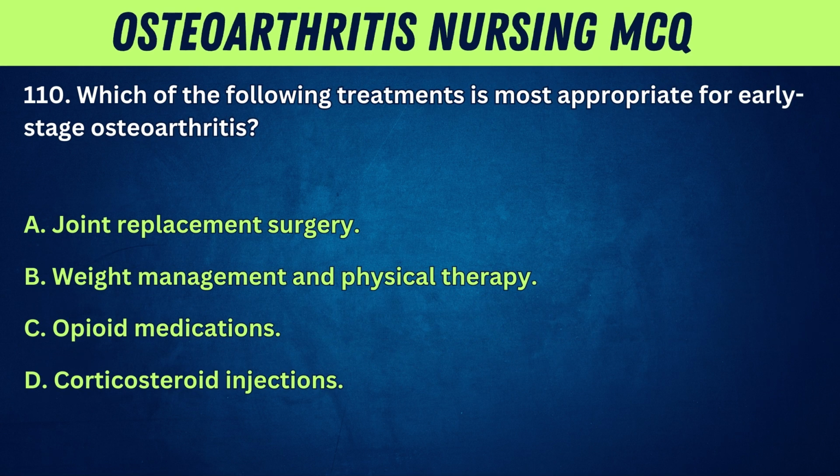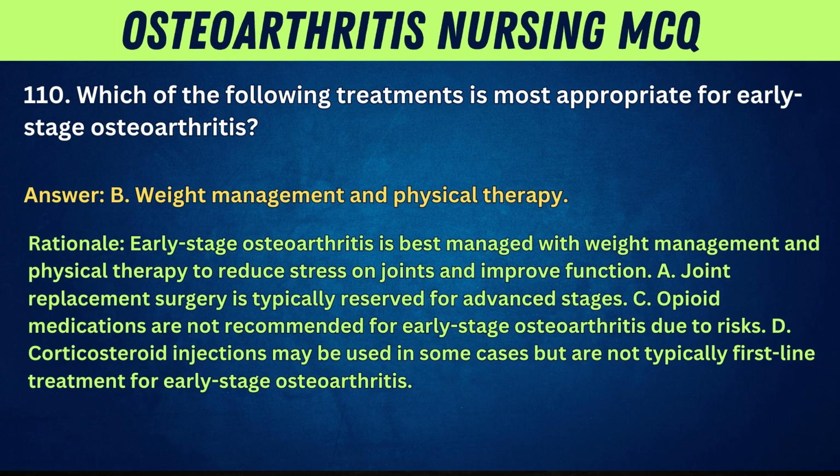110. Which of the following treatments is most appropriate for early-stage osteoarthritis? A. Joint replacement surgery. B. Weight management and physical therapy. C. Opioid medications. D. Corticosteroid injections. Answer: B. Weight management and physical therapy. Rationale: early-stage osteoarthritis is best managed with weight management and physical therapy to reduce stress on joints and improve function.